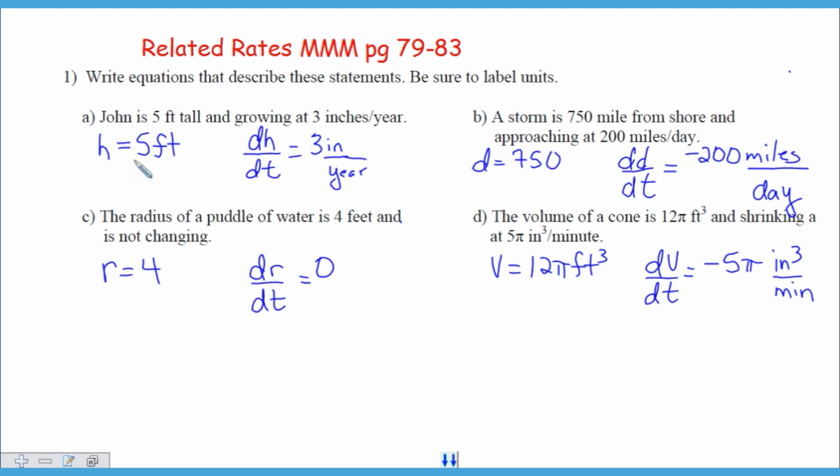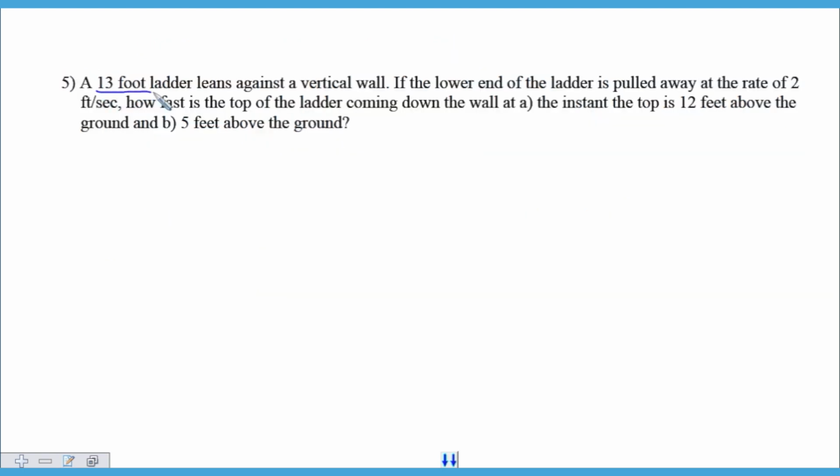It says a 13-foot ladder, probably important, I'm going to underline it, leans against a vertical wall. If the lower end of the ladder is pulled away at a rate of 2 feet per second, so this rate is going to be important, let me underline that. Here's your question: how fast is the top of the ladder coming down the wall at an instant? Now, I know there's 2 parts. We're not going to worry about B. I'm just going to do A because it's silly to do both of them.